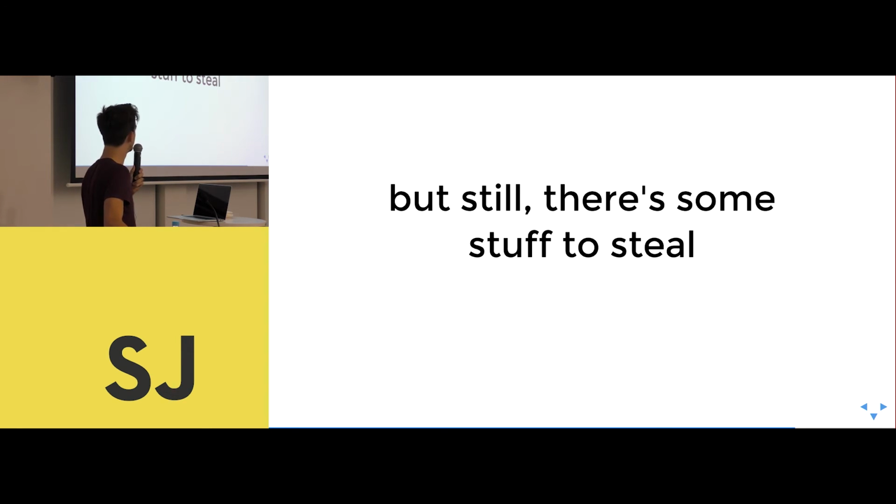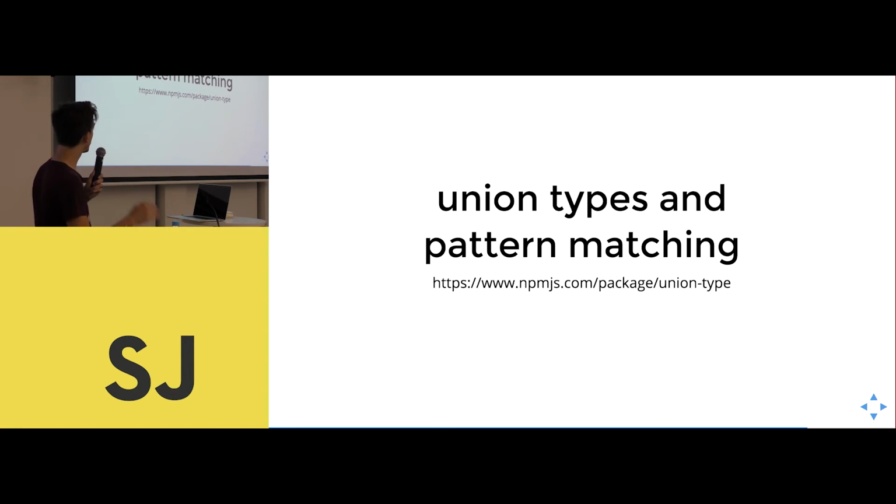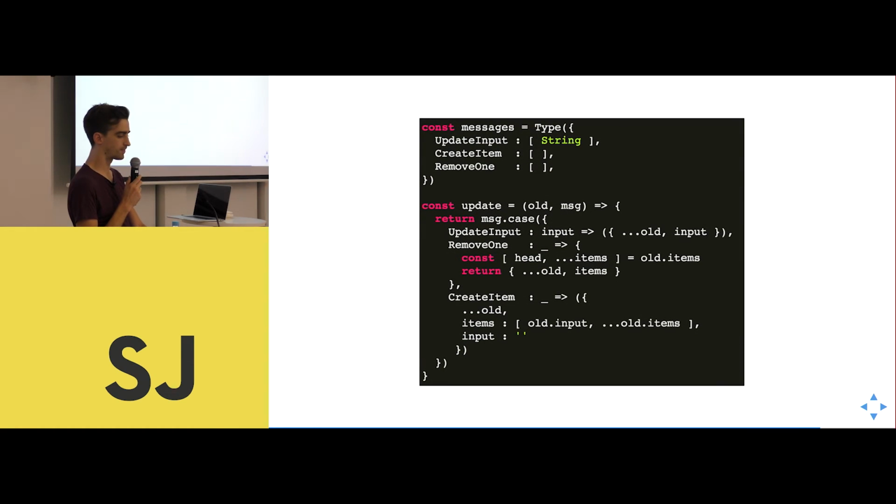But if you still want to write JavaScript, there's some stuff you can steal. There's this cool little package that has only like 280 stars on GitHub. I don't know why it's not popular, but it's called union type, and it gives you that nice pattern matching stuff from Elm.